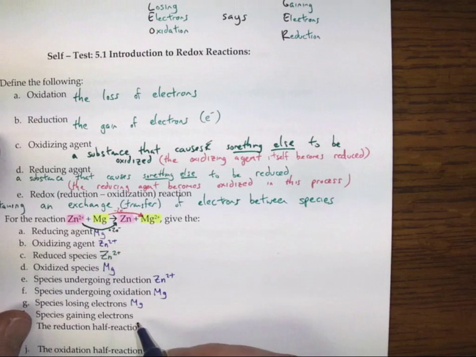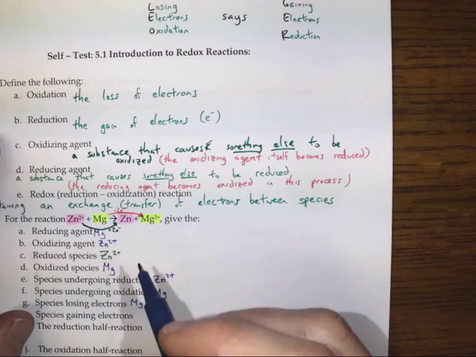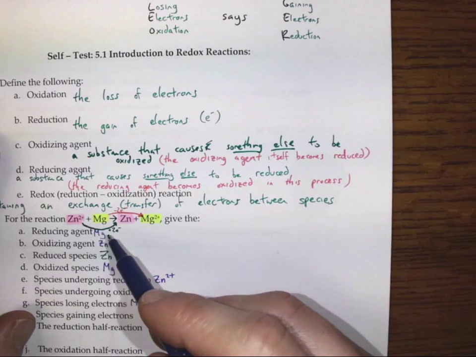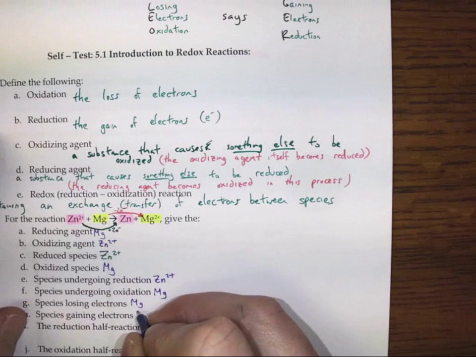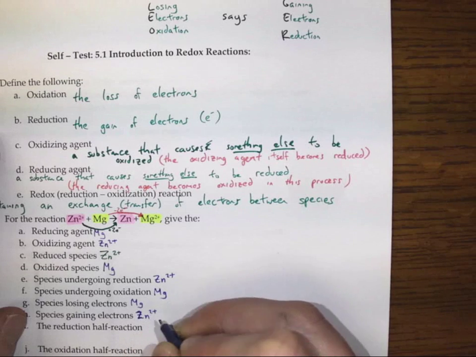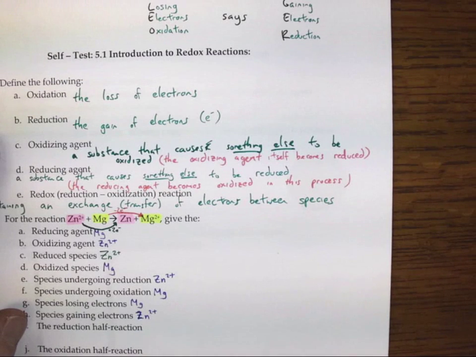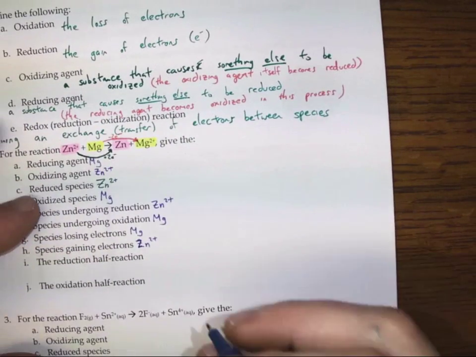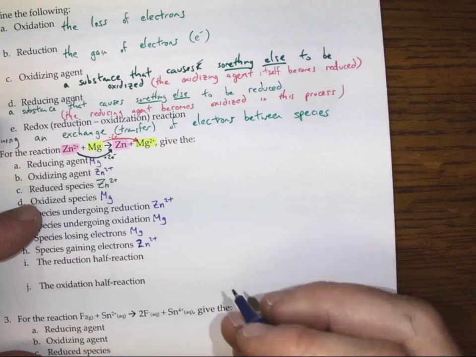So the magnesium is losing electrons. Species gaining electrons, okay, that's zinc 2 plus. All right, so the reduction is the zinc ion turning to a zinc atom. And to do that, it must gain 2 electrons.